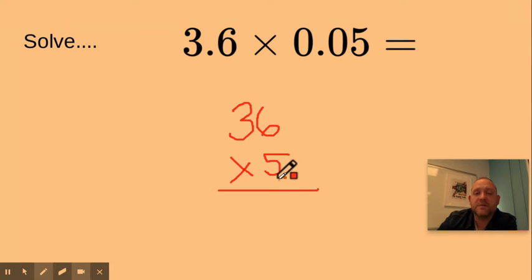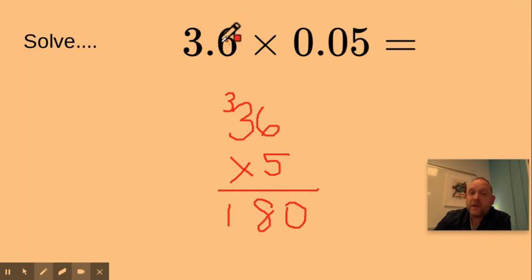So 36 times 5. Let's see. 5 times 6 is 30, 0, and we'll carry our 3 up. 5 times 3 is 15, plus 3 more gives me 18. So 36 times 5 is 180. But now we need to deal with our decimal points just like we did before. It's the same deal. So I've got 2 digits to the right of my decimal point, and 1 more over here. So I need 3 digits behind a decimal point.